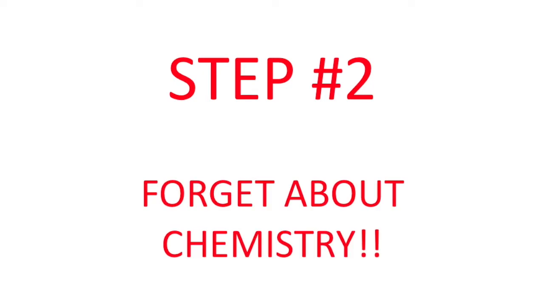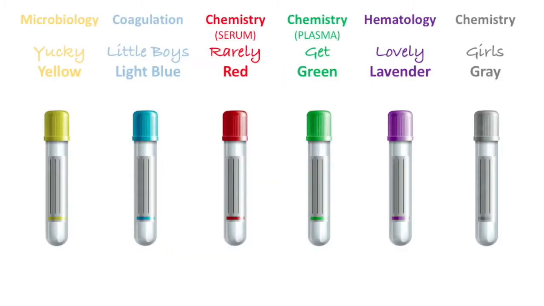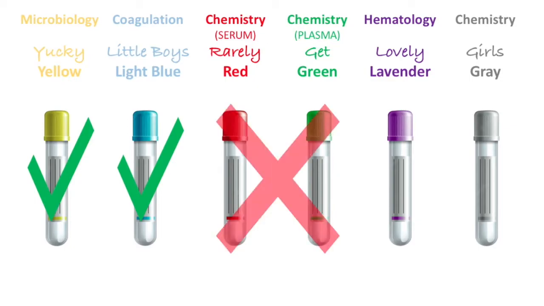Step 2 is when you're studying for these tests that go into the tube for your national exams, forget about the chemistries because there are way too many of them. Here's the simple trick. What you're going to do is memorize the tests that go into the microbiology tube, the yellow tube. Memorize the coagulation, the light blue tubes. Skip the chemistries entirely over here. Go straight to your lavender hematology, and then end with your gray tube. So totally skip the chemistries.